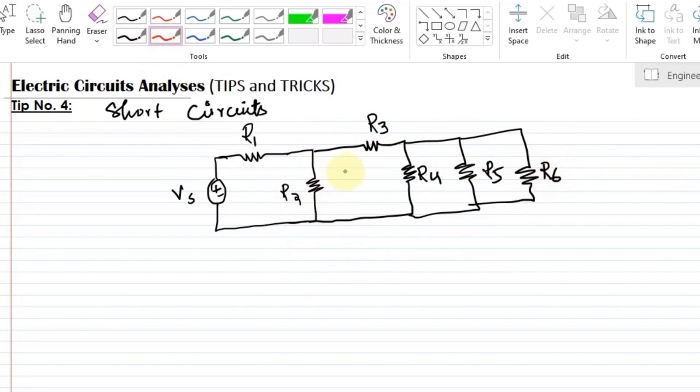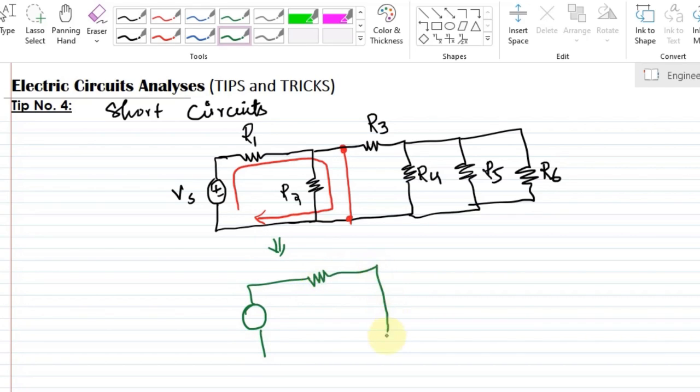So when the circuit is shorted from this end to this end, what will happen? The circuit will just remain like this one. What will be the equivalent circuit now? The equivalent circuit will be composed of just one resistor, and that resistor would be R1. Why is this happening?